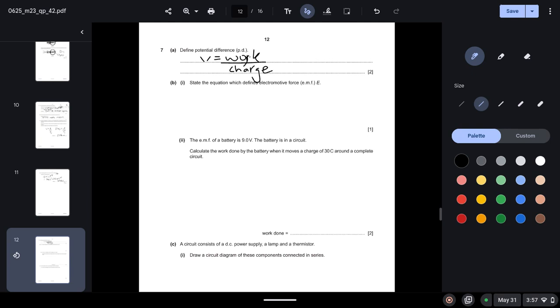Part B. State the equation which defines electromotive force, EMF. So it is the same over here, since EMF is calculated in volts. So it is the same definition for this as well. Work done per unit charge.